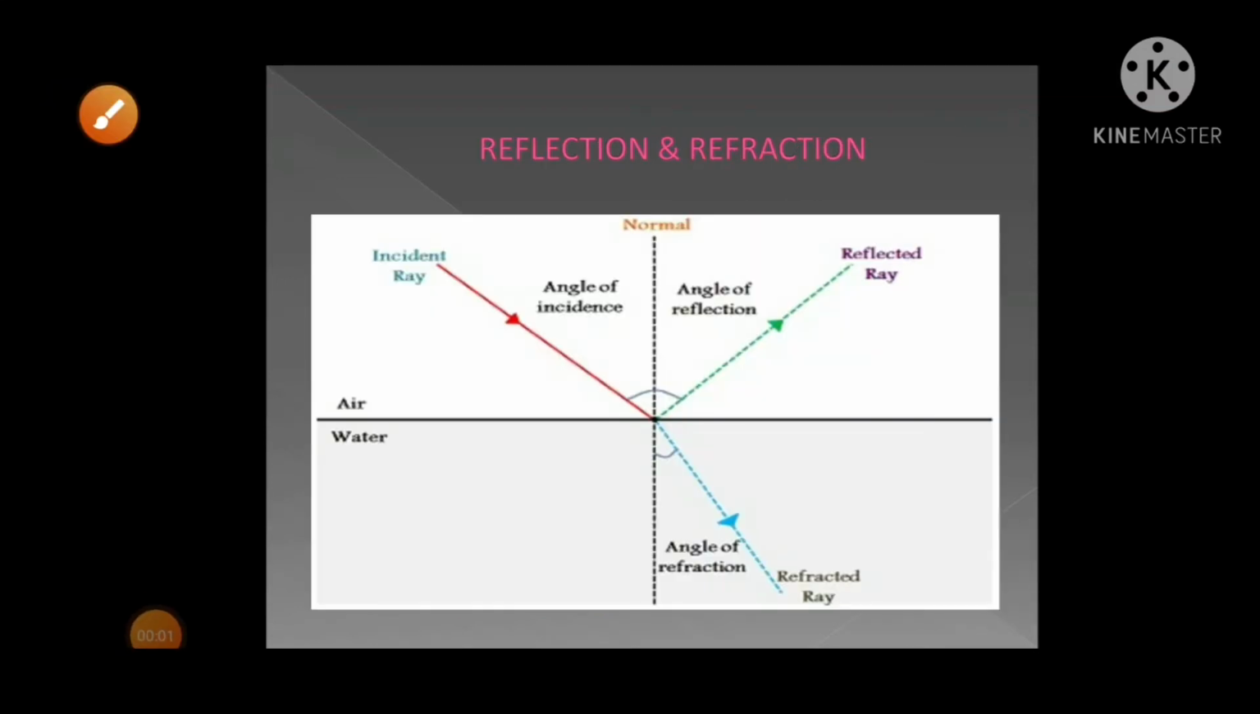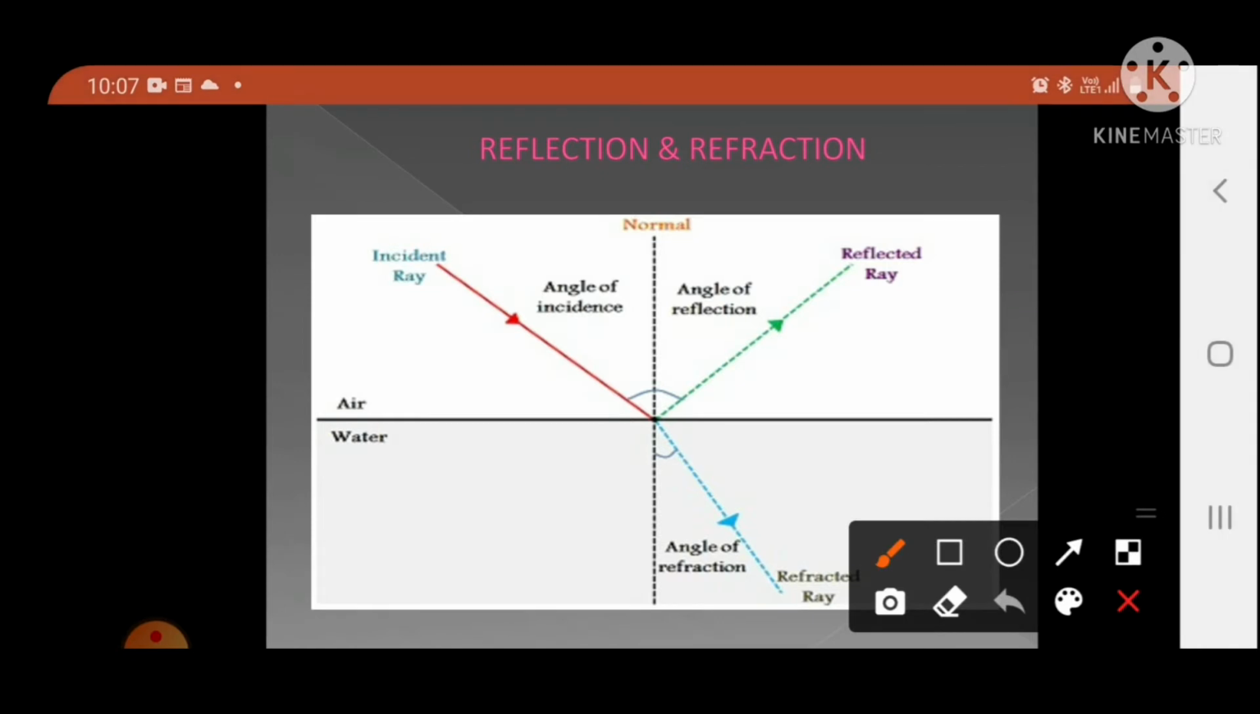Let's begin with the difference between reflection and refraction. Bouncing back of incident ray in the same medium, that is called reflection, means air to air. But here you can see this incident ray is passing to water, means from air to water. Water is another medium. So when the rays pass from one medium to another, that is called refraction.